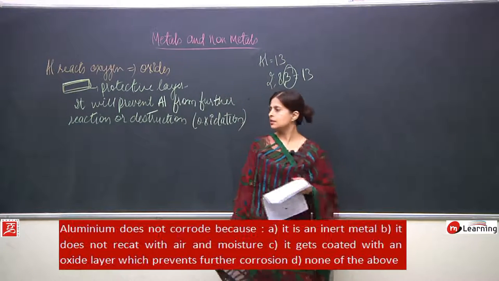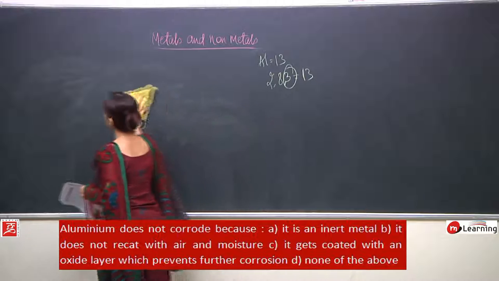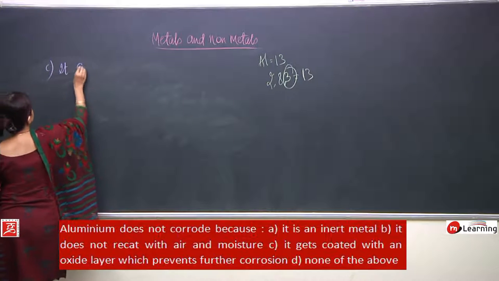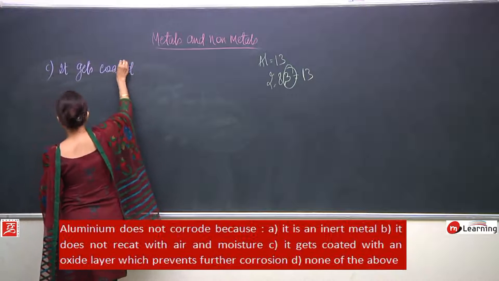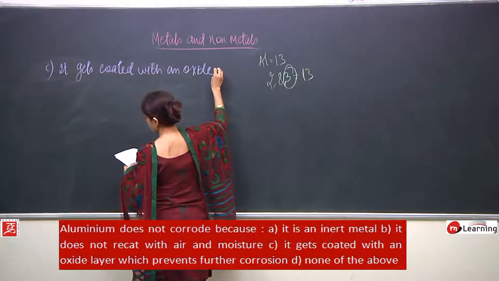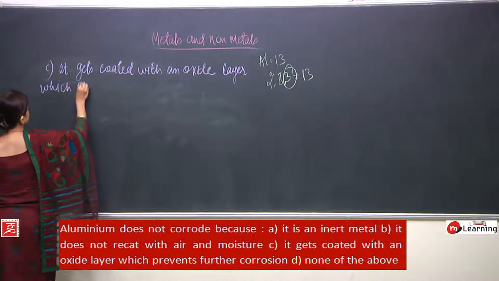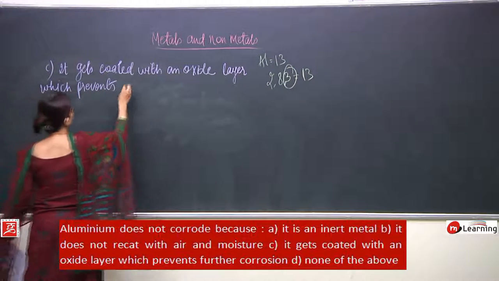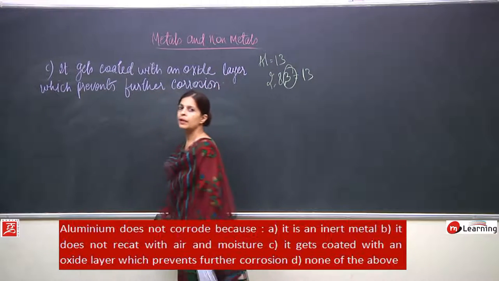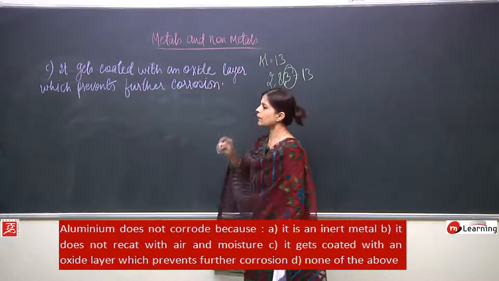So the correct answer is, let me write the correct answer over here. This was the explanation. So the correct answer of this is C. It gets coated with an oxide layer which prevents further corrosion. Okay, so it gets coated with an oxide layer which prevents further corrosion. Now we'll move to the next one.